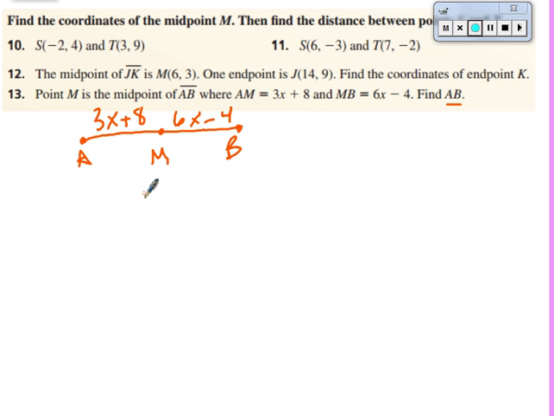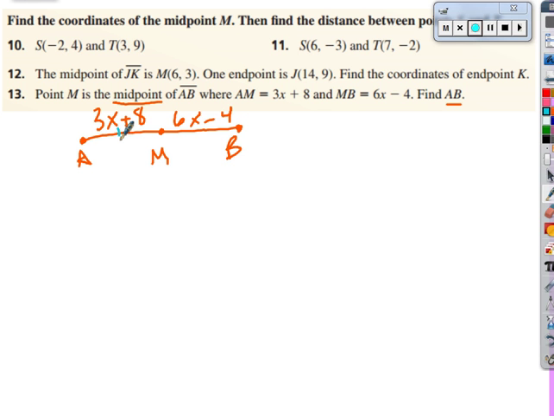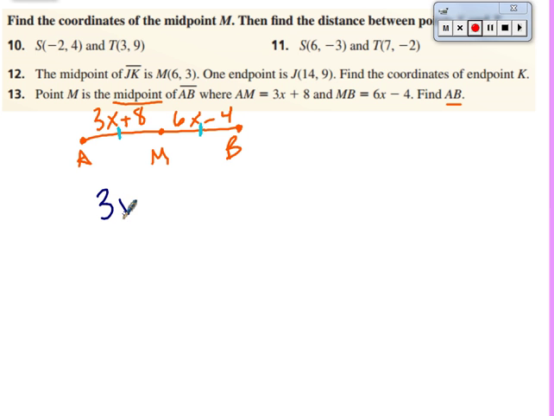Since it tells you that M is the midpoint, that tells me that it's in the middle, so this half and this half are equal. They are equal to each other. So that's exactly what kind of equation you're going to set up. You're going to do 3x plus 8 equals 6x minus 4. And we're going to have to solve for x.